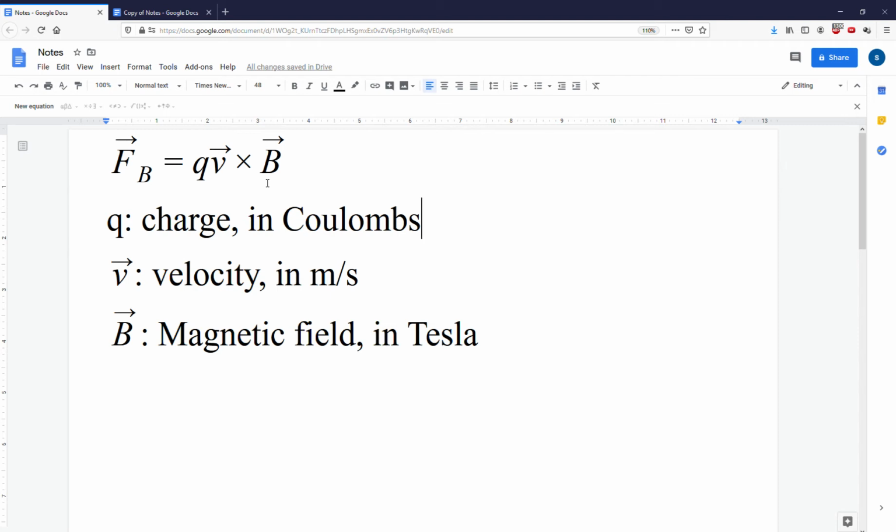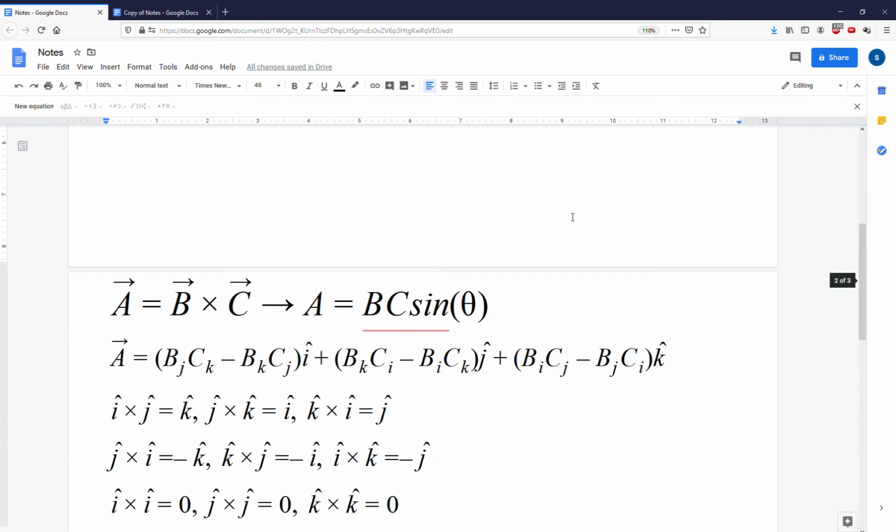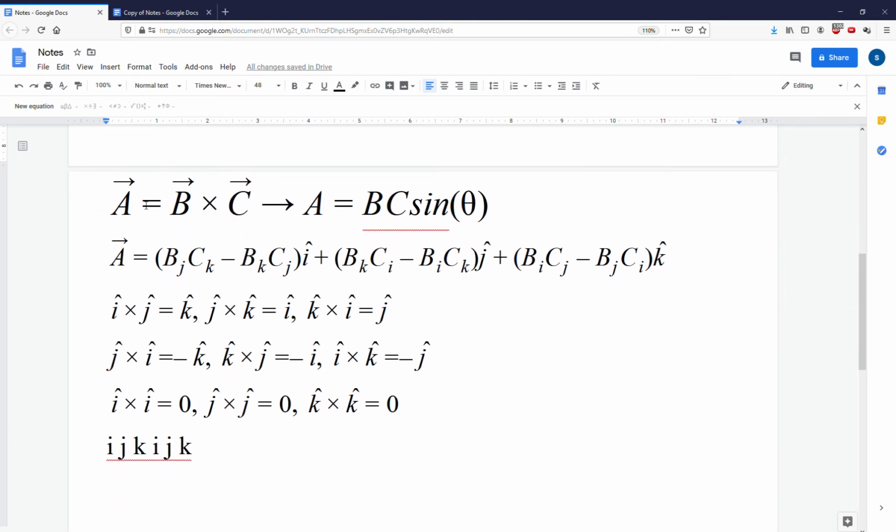This formula uses a new kind of multiplication that you may or may not have seen before, called a cross product, represented by this X symbol right here. A cross product is a way that we can multiply two vectors together and get another vector. The magnitude of a cross product can be found by the following equation.